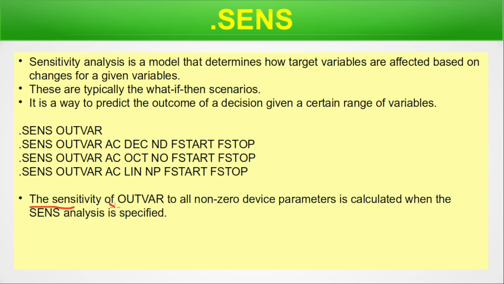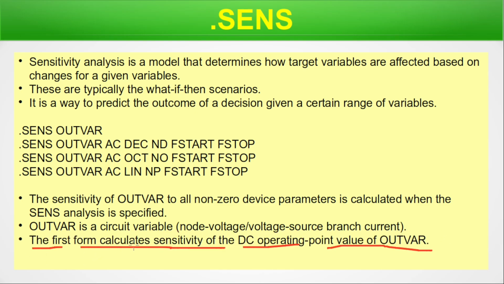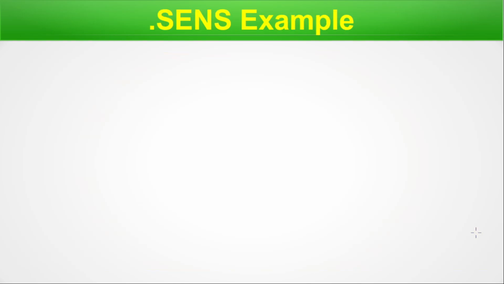The sensitivity of the output variable to all non-zero device parameters is calculated when the sense analysis is specified. Generally, we have a lot of device parameters when we have a model for a device. Based on them, we can do the sensitivity analysis. The output variable is a circuit variable, that is node voltage, voltage source, branch current, etc. The first form calculates the sensitivity of the DC operating point value of the output variable. The second form calculates the sensitivity of the AC values of the output variable. So this is for DC, this one, and the rest of the things are for AC. We are done talking about the sense.